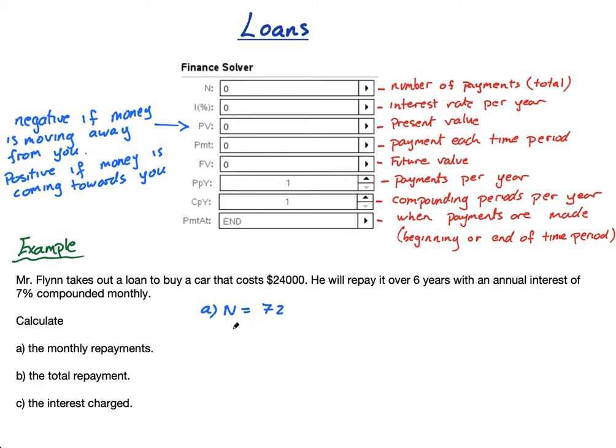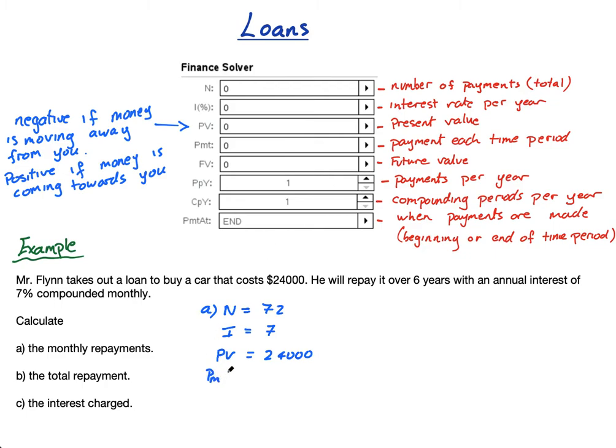Anyway, N is 72. I is the interest rate. Interest rate is 7, so you can just put in 7, easy. PV is the present value. Over here I've written negative if money is moving away from you, positive if money is coming towards you. So if you're taking out a loan, you put in a positive value, 24,000. If I was investing 10,000 in the bank or something, I put negative 10,000. So that's important.